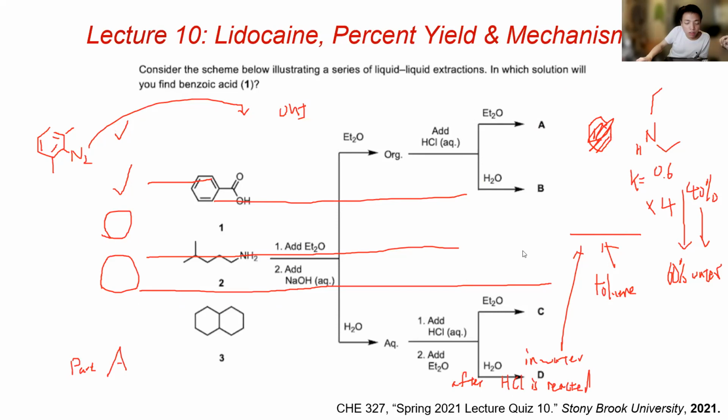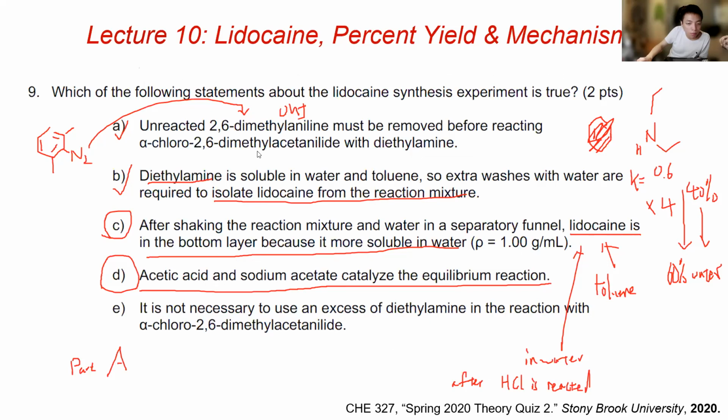This one is in the lecture notes. Yes. It asks which one of the following statements is true. This one is not true. C is not true, by the way. This one is correct. And it is not necessary to use an excess of diethylamine in the reaction. That's not true.